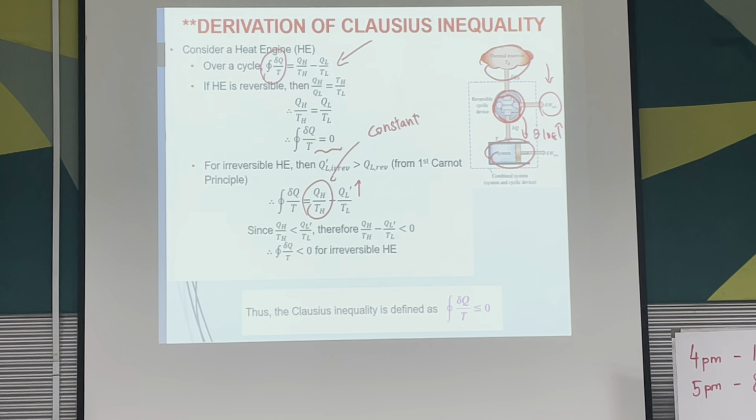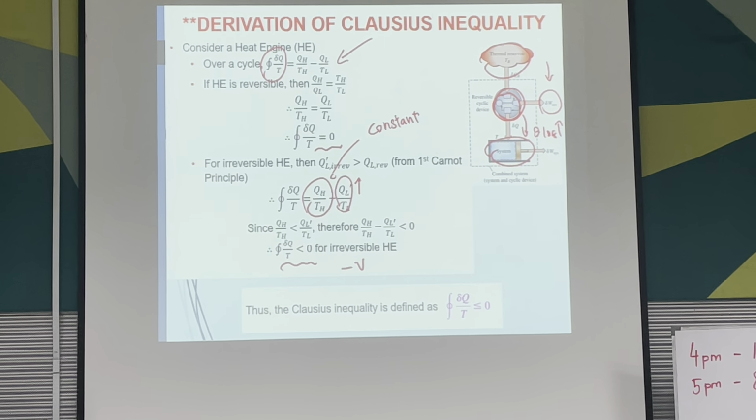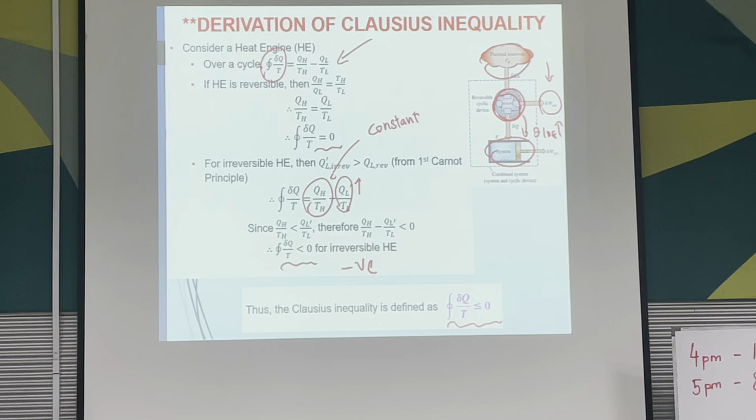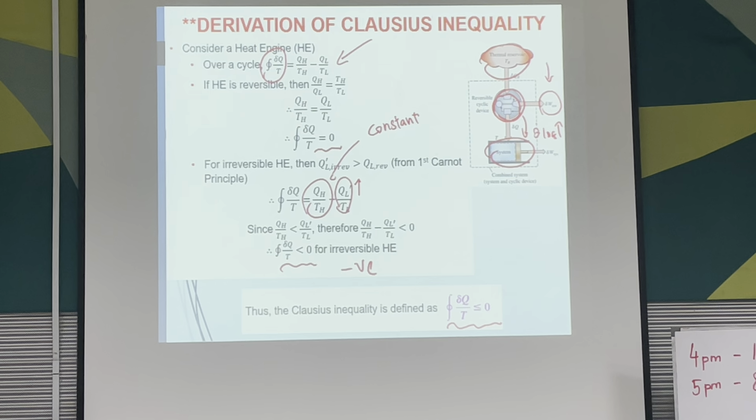So if this entire value increases, then when you minus off, this term here will become a negative term, because in the previous one, in the ideal case, it is 0. So in this case, if your QL increases, then the integral will become negative, which is why we can define this whole thing as less than 0. Okay, so this is just the inequality statement that is being stated here, by this clause.